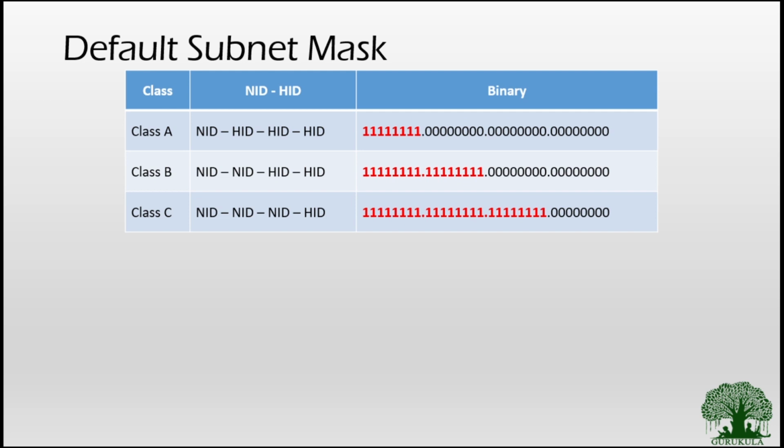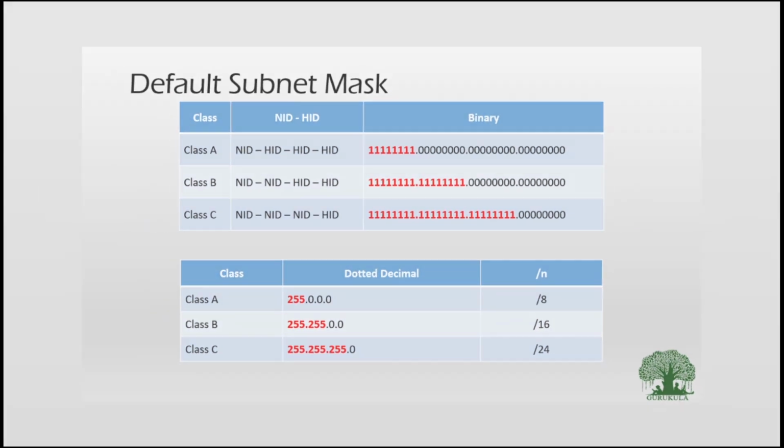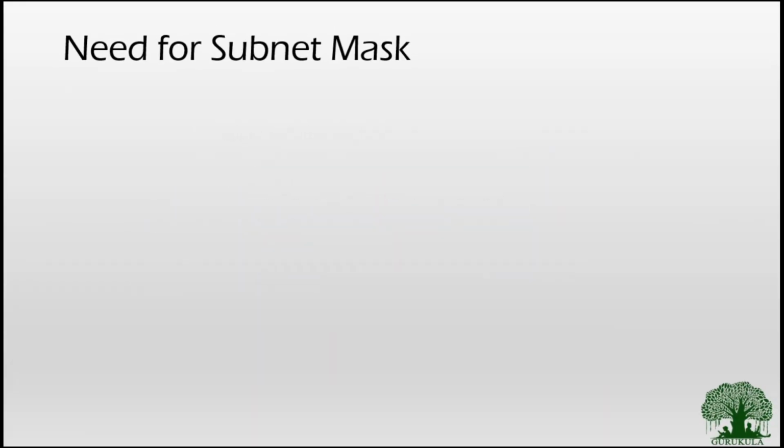So the default subnet mask for all of class A, class B, and class C is represented over here. This table will give you a clear understanding of the default subnet mask for each and every class. Here is the dotted decimal representation and the /n representation for class A, class B and class C. So if there is no subnetting performed, then the default /n representation for class A is /8, for class B is /16, and for class C is /24.